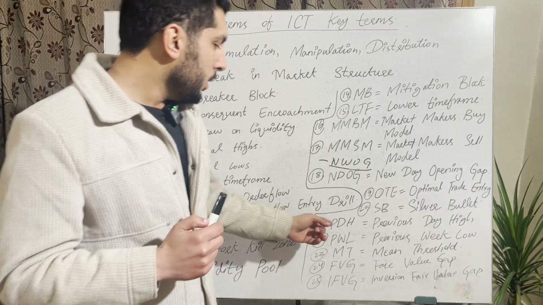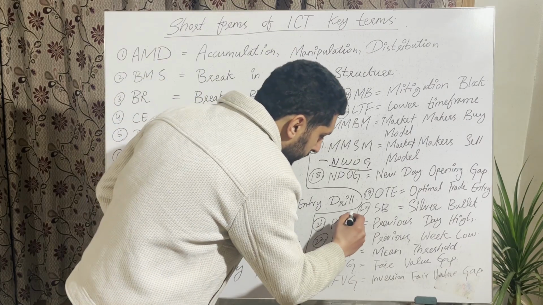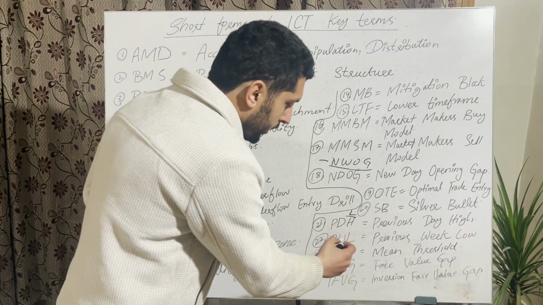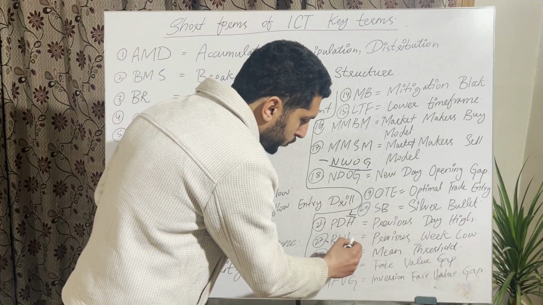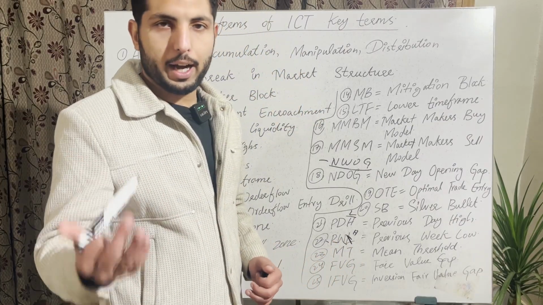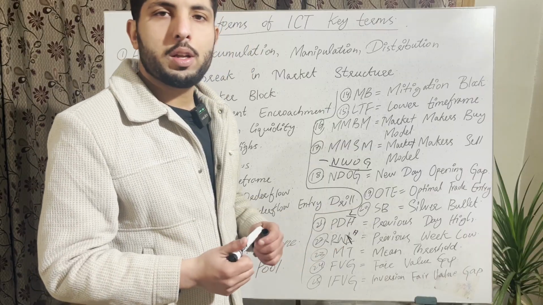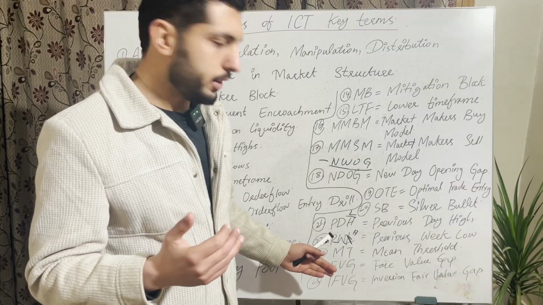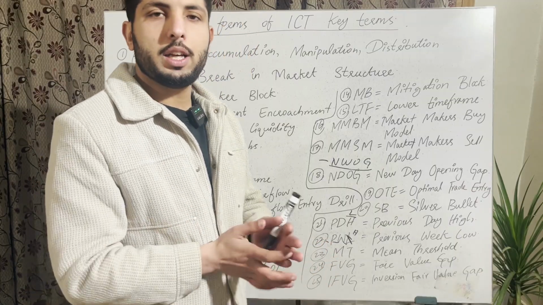One extra thing, PDH means previous day high and PDL means previous day low. Similarly, previous week low, and if there is an H with it and not the L, then it is previous week high. At 13, MT, which stands for mean threshold. And at the last there comes FVG, fair value gap, and IFVG, which means inversion fair value gap.